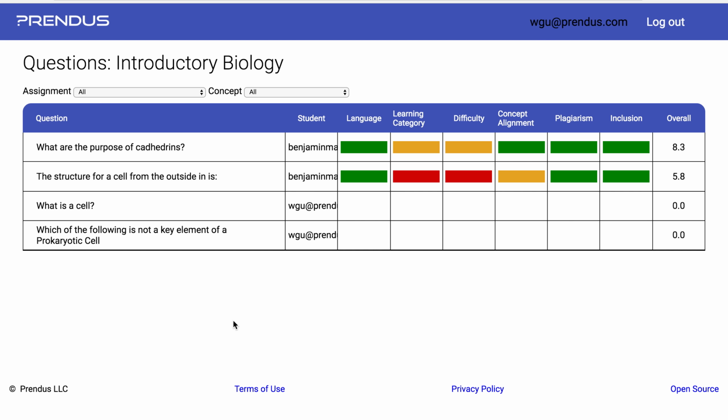And so you as an instructor, if you ever want to go on and see how questions are being rated, obviously the red means that it might need some work and might need some looking at, and the green is everything looks fine, and then the orange is kind of like it's okay, but it could be a little better.